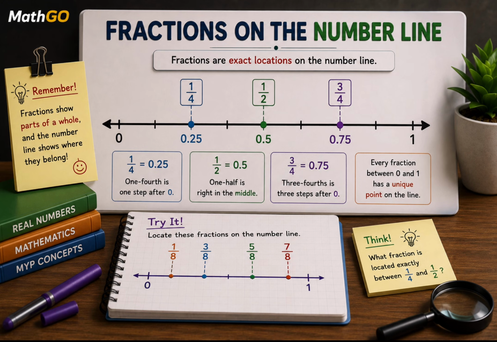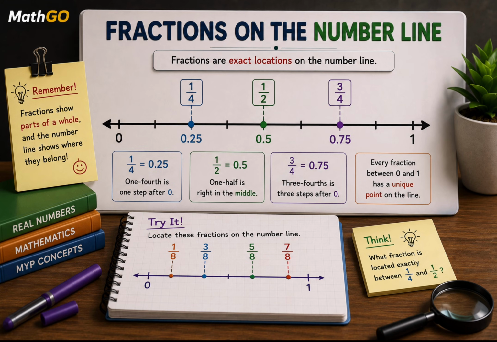Let's take the interval 0 to 1. Divide it into 4 equal parts. We get 0, 1/4, 2/4, 3/4, 1. And look at this. 2/4 is equal to 1/2. They represent the same point. So, equivalent fractions are not just equivalent calculations. They occupy the same position on the number line.